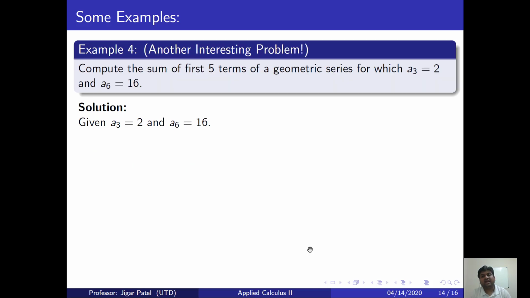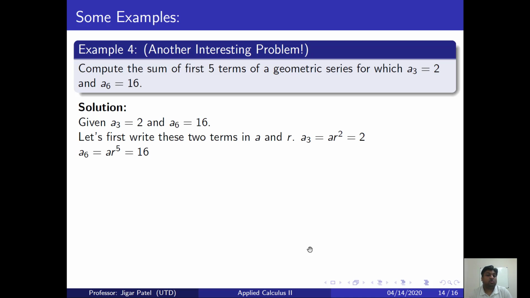We can make it slightly more interesting. Compute the sum of the first 5 terms of the geometric sequence with the 3rd term 2 and the 6th term 16. I give you two terms that are a little far from each other. We are going to use the same logic to solve it. The third term is a r square. The sixth term is a r to the 5. So I have a r square equal to 2, a r to the 5 equal to 16.